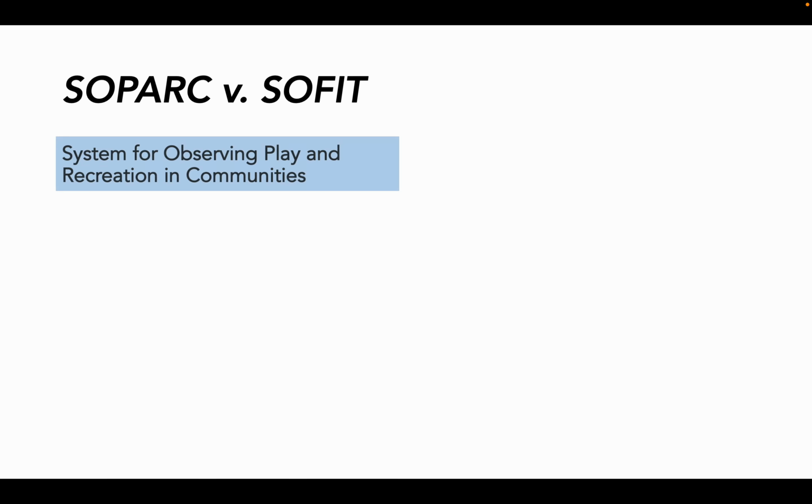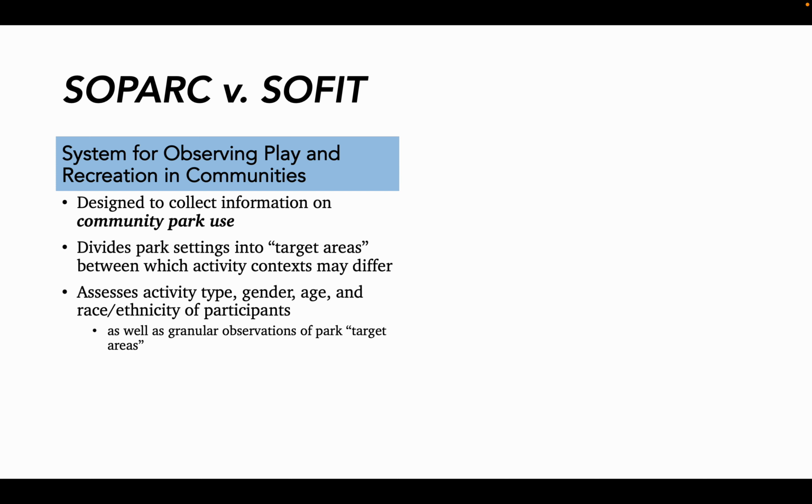Now we'll run through some of the similarities and differences between the two direct observation methods we cover in this module, SOPARC and SOFIT. The main difference between these two tools is in their use cases. SOPARC is designed to assess physical activity in open environments like parks, where the number of participants and what they're doing might change frequently over time. Because activity might be vastly different between different spaces of a park, SOPARC asks you to divide the space you're observing into target areas, which will be observed separately.